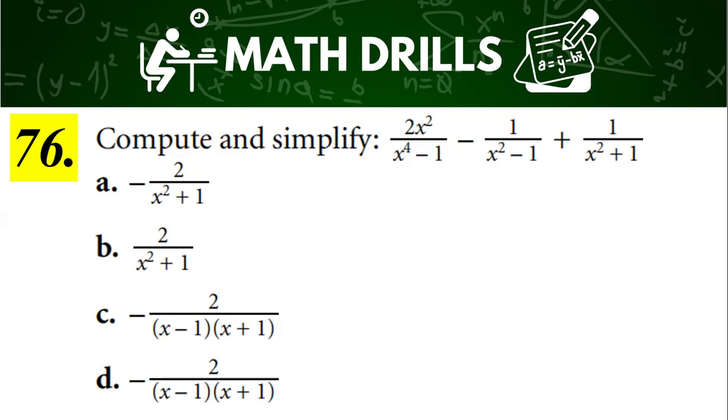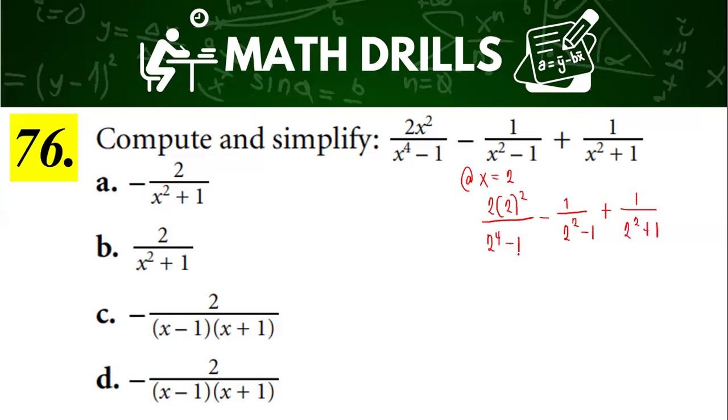For example, the first one, we have 2x squared over x to the fourth minus 1. Let's set x equal to positive 2. So we'll have 2 times 2 squared over 2 to the fourth, minus 1 over 2 squared minus 1, plus 1 over 2 squared plus 1.